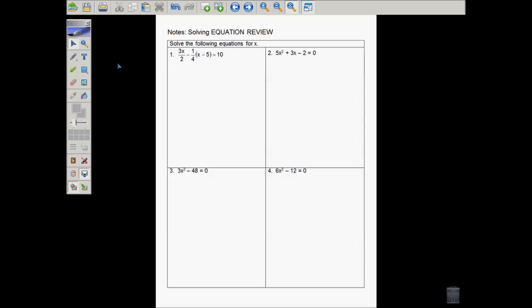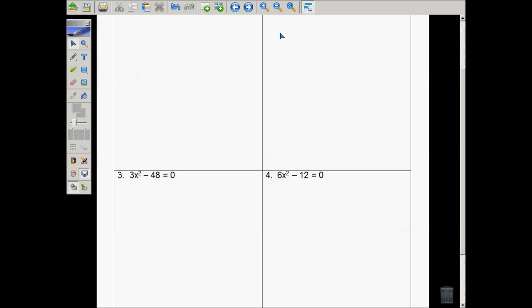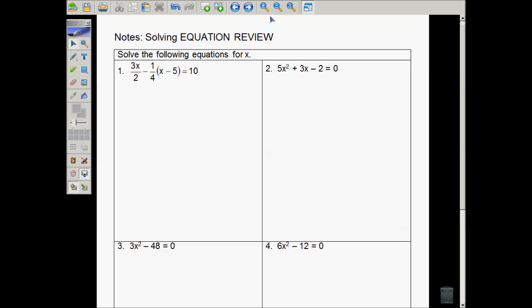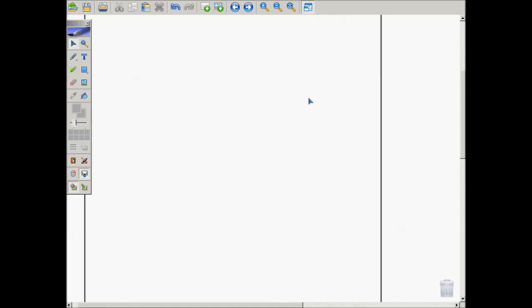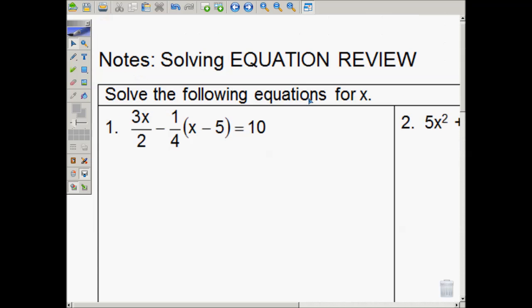So here we go. We're going to go over solving equations. Okay? Solving and evaluating equations are two different things. When you're solving, that's where we use our good old friend PEMDAS. Y'all remember PEMDAS? Please excuse my dear Aunt Sally. Not just please excuse my dear Aunt Sally, but what it stands for.